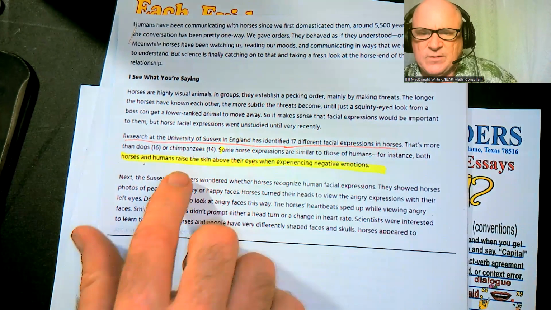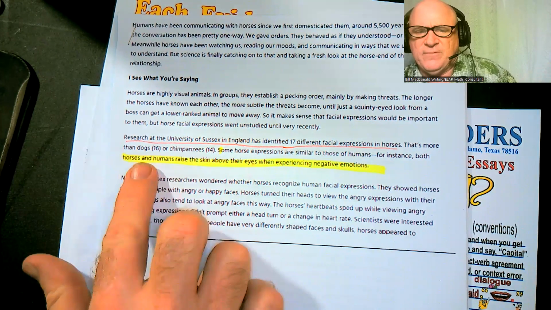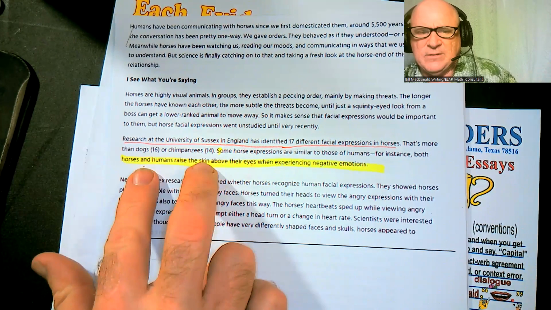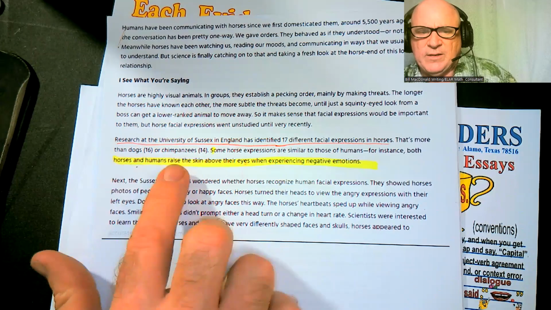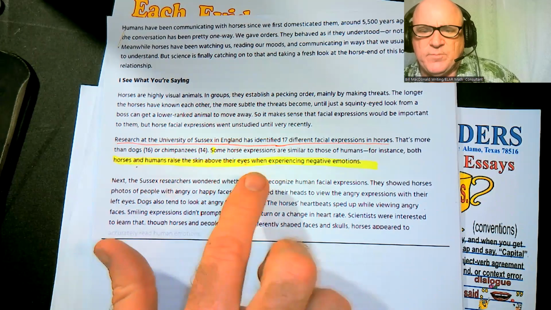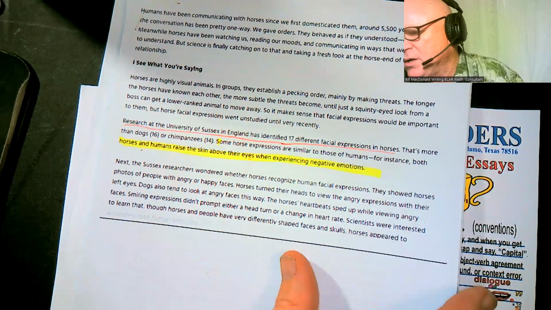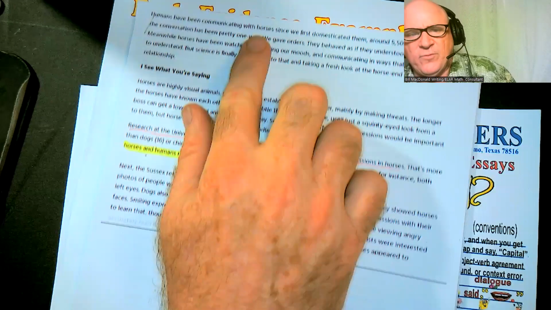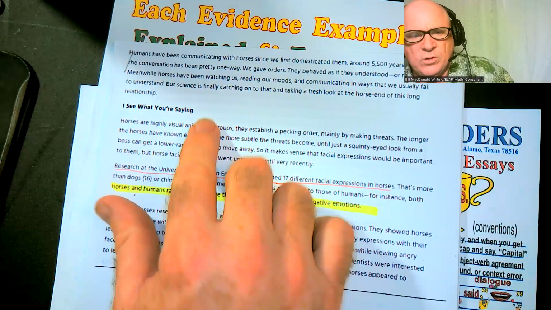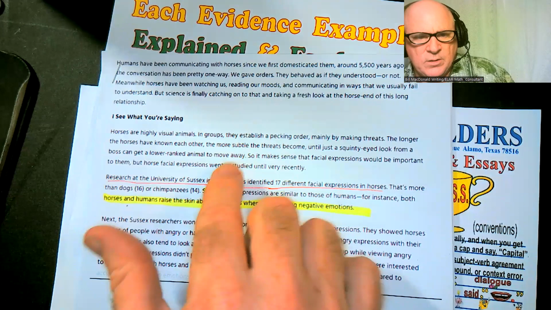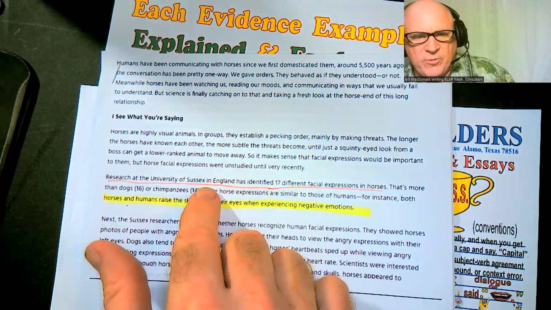And so here's some examples of that, some evidence. Horses and humans raise the skin above their eyes when experiencing negative emotions. And so that's in paragraph 2, 1, 2, and paragraph 3.